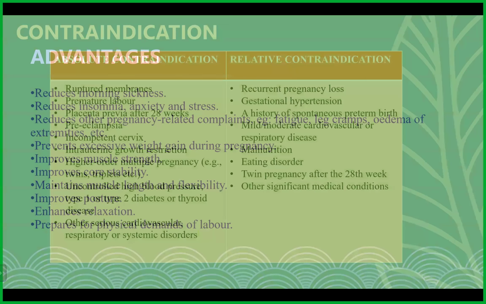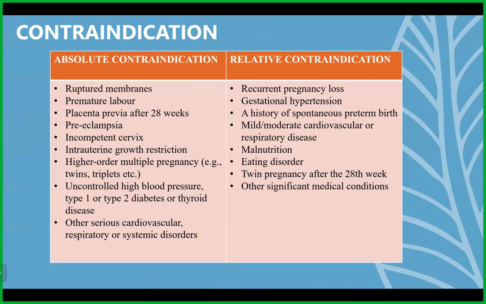Okay. Next, let's talk about the contraindications. As in all physiotherapy, we have absolute contraindications and relative contraindications. Talking about the absolute contraindications, any ruptured membrane is absolutely contraindicated. Premature labor: if you know that the labor is going to happen prematurely and there are so many complications, you just don't have to strain them with exercises.